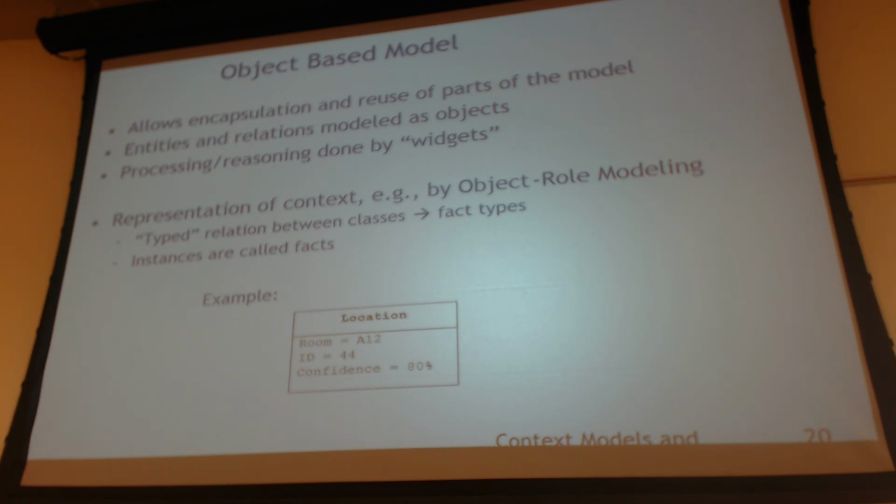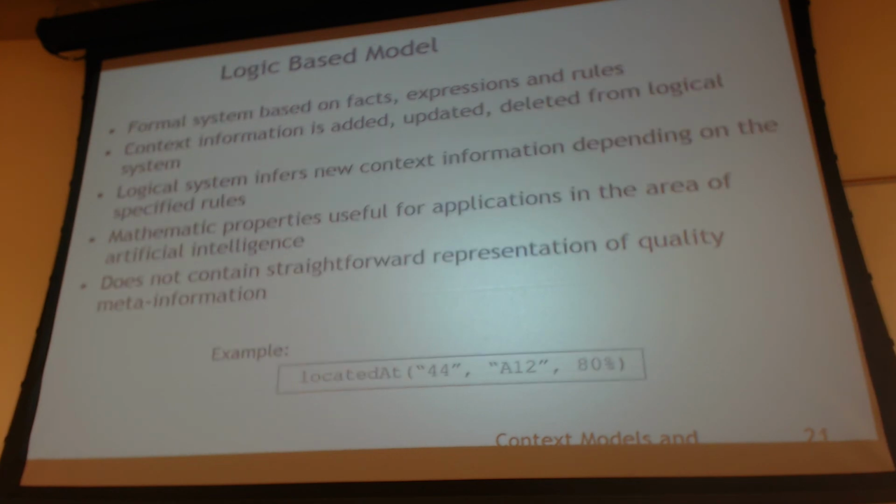Then there is the object-based model that is similar to Java. You have a location class, and inside the location class there are three parameters: the room, which is the number 812, the ID, which is another number, and the confidence, which is 80%, which means that this person is in room 812 with ID, which may be seat number 44, with a confidence of 80%. So this is the object-based model. If you have this object-based model, then any Java program can be used.